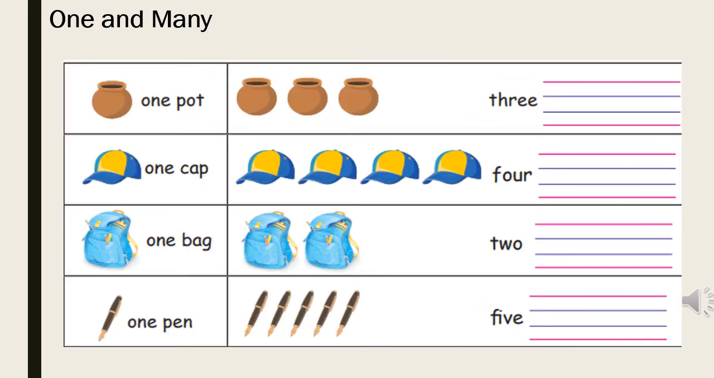Okay, here are more examples of one and many. So one pot, three pots. One cap, four caps. One bag, two bags. One pen, five pens.